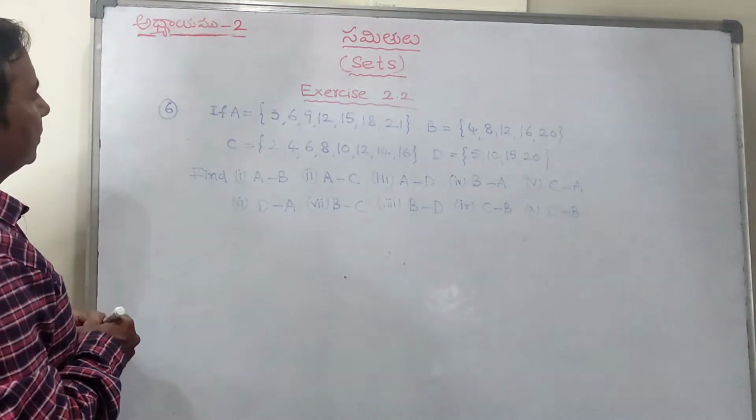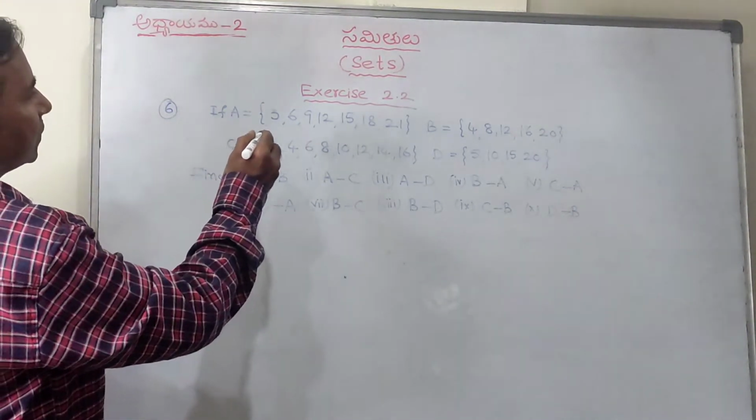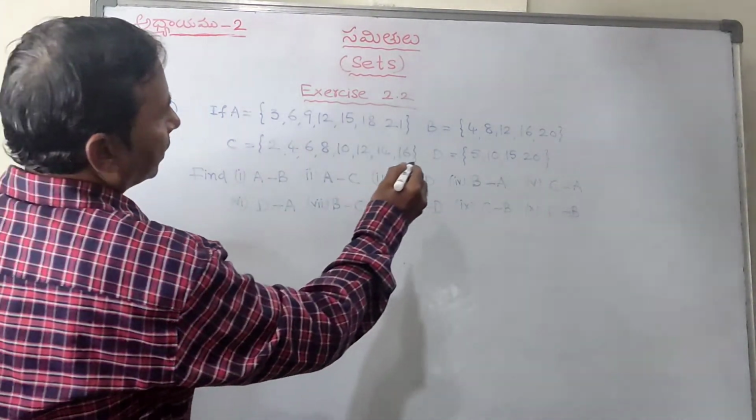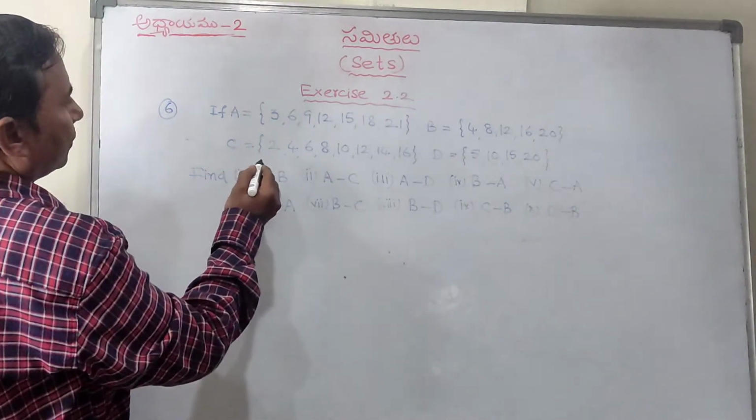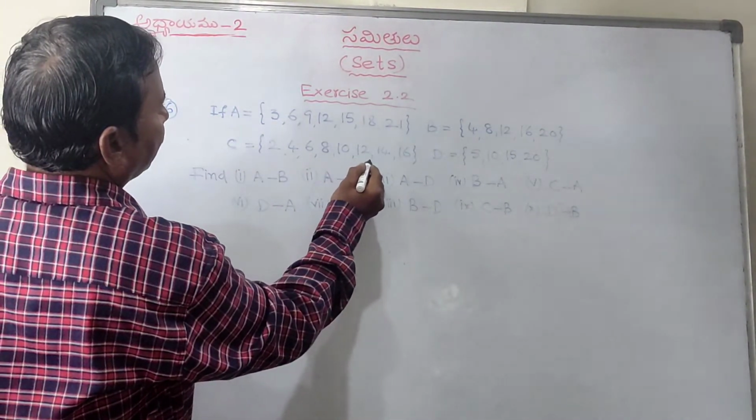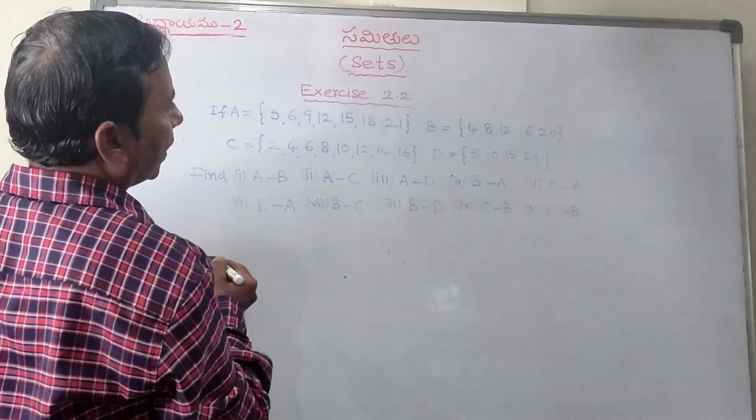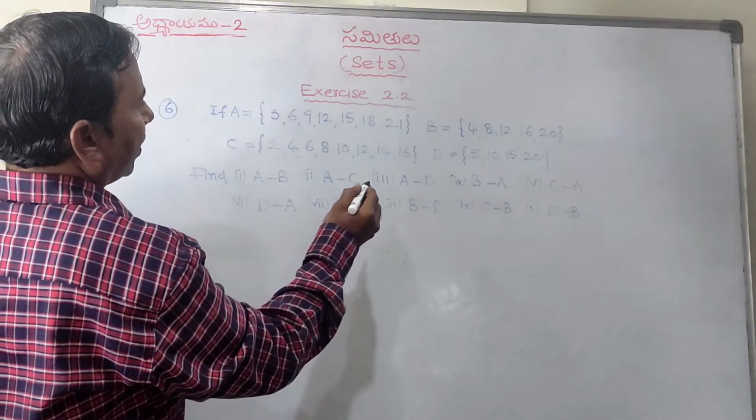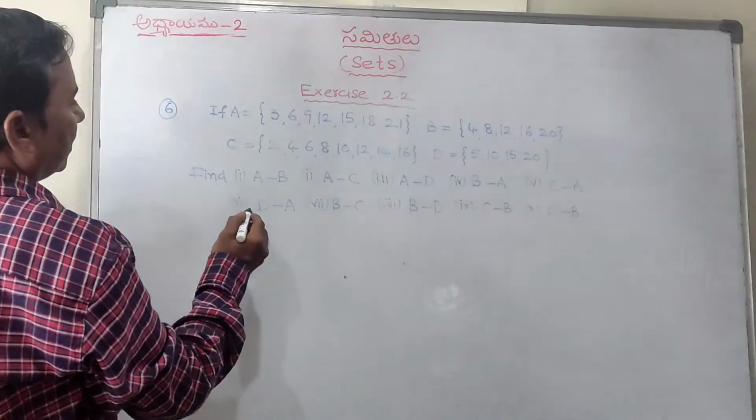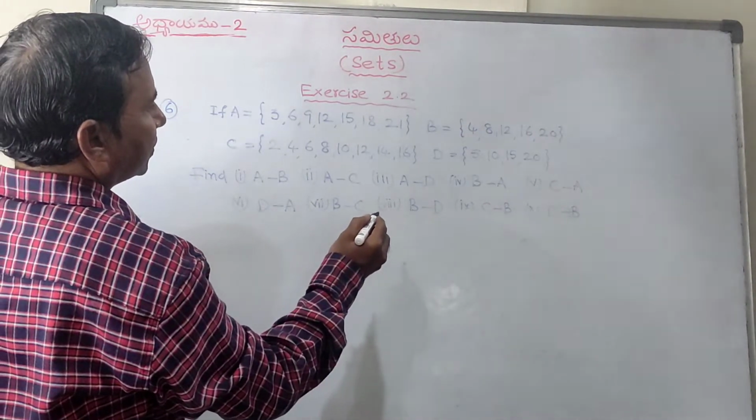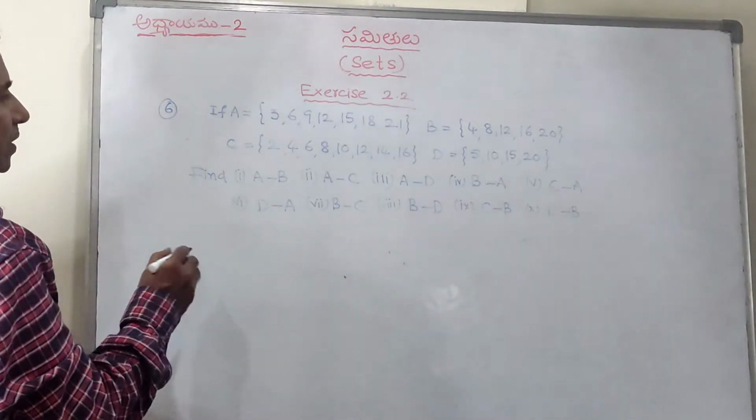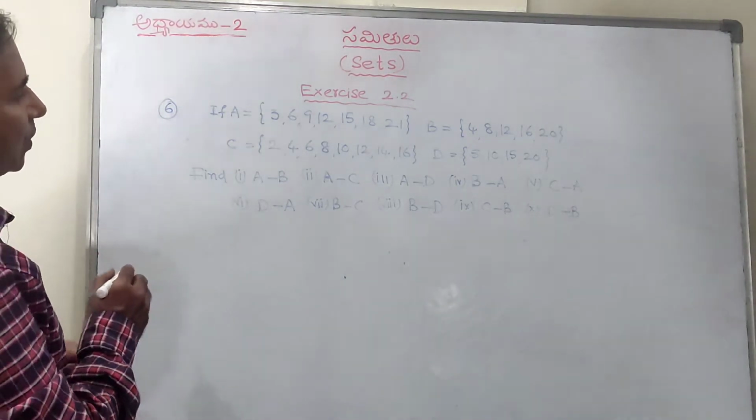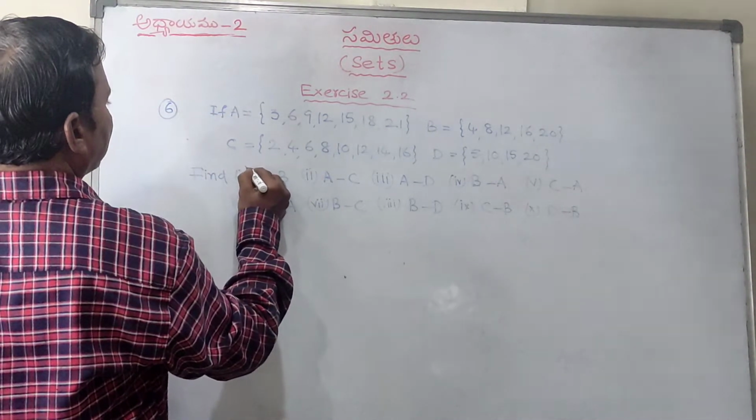Now you see the sixth bit. If A is equal to 3, 6, 9, 12, 15, 18, 21, B is equal to the set 4, 8, 12, 16, 20, C is equal to 2, 4, 6, 8, 10, 12, 14, 16, and D is equal to 5, 10, 15, 20. He is asking to find A minus B, A minus C, A minus D, B minus A, C minus A, D minus A, B minus C, B minus D, C minus D, D minus B. If you see, all the problems are of a similar type. So let us take 3 problems from this, and the remaining problems you can do, isn't it?